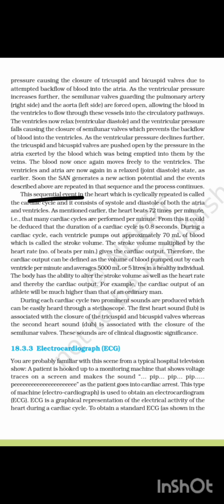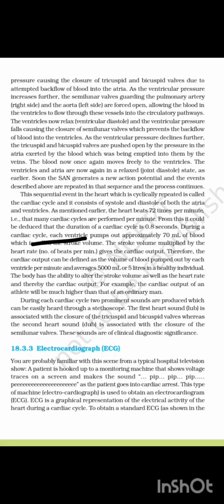The process continues. The sequential events in the heart, which are cyclically repeated, are called the cardiac cycle, and it consists of systole and diastole of both the atria and ventricles. As mentioned earlier, the heart beats 72 times per minute. That many cardiac cycles are performed per minute. From this, it could be deduced that the duration of the cardiac cycle is 0.8 seconds.